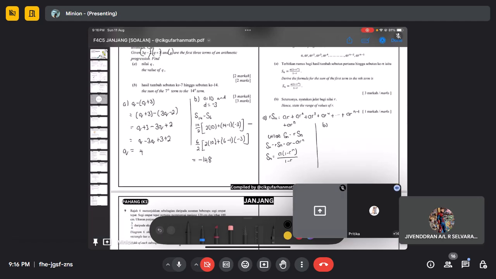The range of values of r is negative 1, 1.